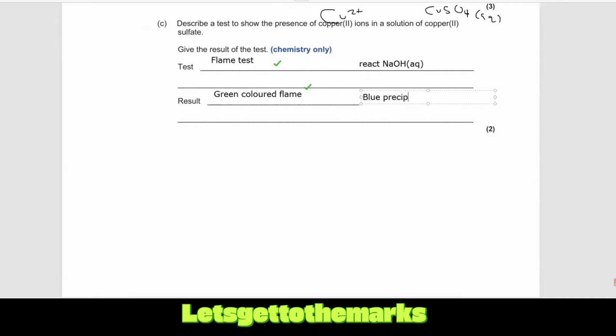precipitate. Precipitate. Gosh, I hate typing out.